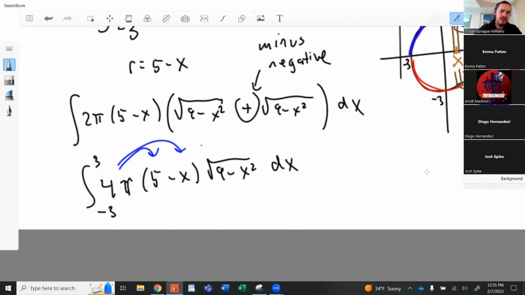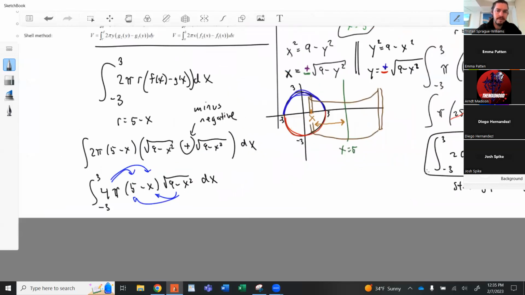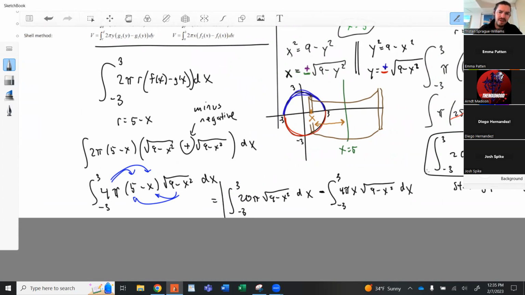4 pi can distribute across here, and so can this. You can distribute this across and get 2 integrals out of that. One of those integrals is going to be 4 pi times 5, 20 pi, times this square root of 9 minus x squared, dx. And the other integral is going to be 4 pi times x times that square root of 9 minus x squared. 4 pi x square root 9 minus x squared. And we have this. You see why I'm confused?